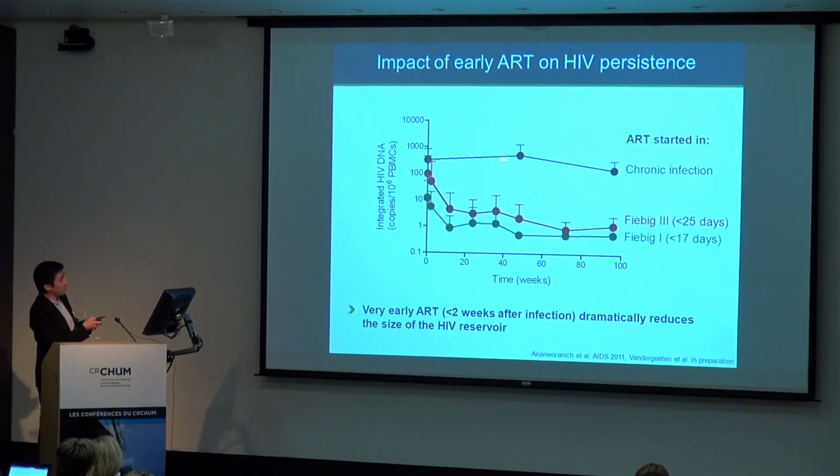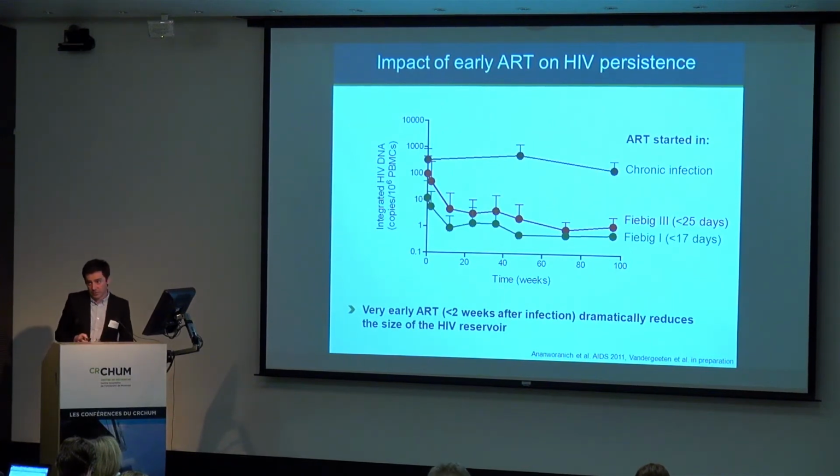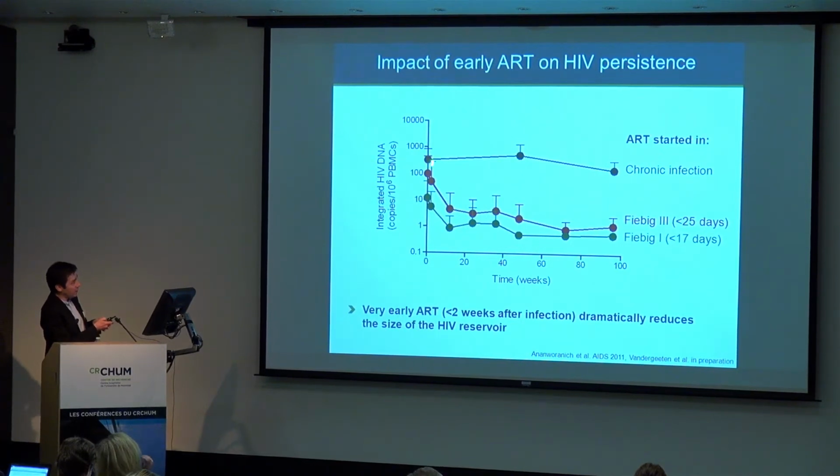These are people who started antiretroviral therapy during chronic infection. At day 0, everybody starts ART. Those people in black are already chronically infected, and you can see that antiretroviral therapy has a very minimal impact on the frequency of cells harboring integrated HIV DNA. In contrast, in people who started at the Fibig-1 stage or the Fibig-3 stage, so very early on, less than a month, less than 2 weeks approximately, you see that the reservoir decreases very rapidly to reach undetectable levels in most of the Fibig-1 that we've looked at.